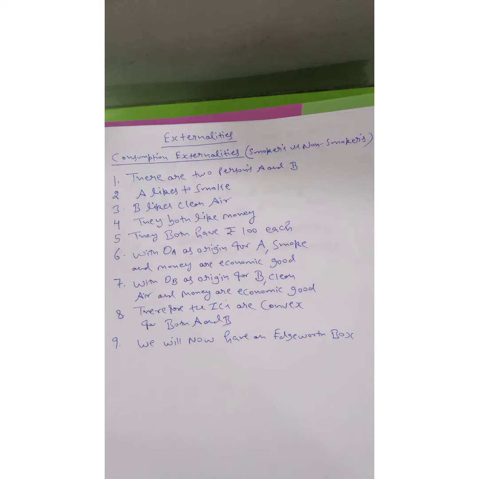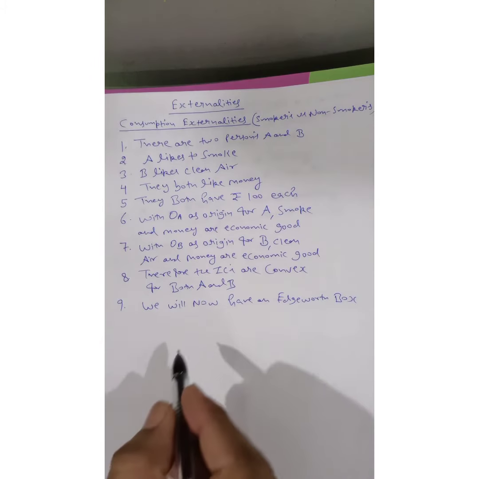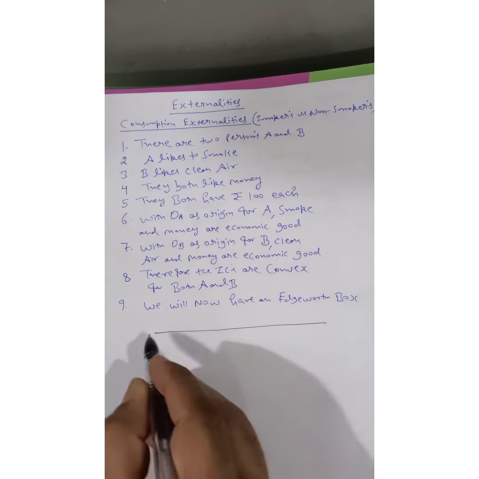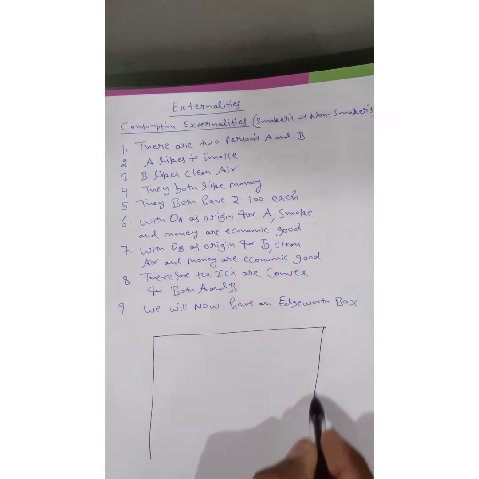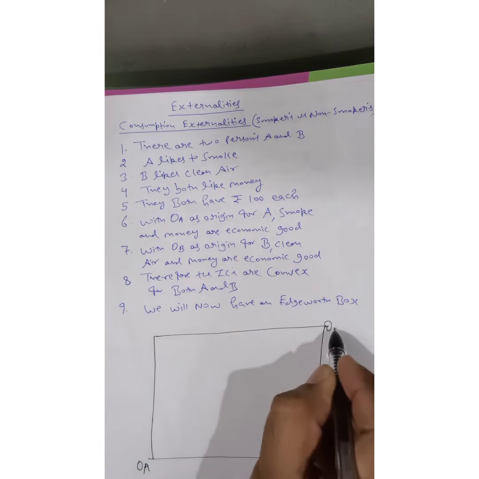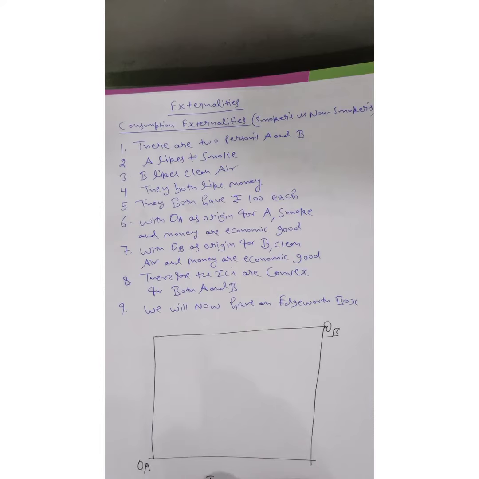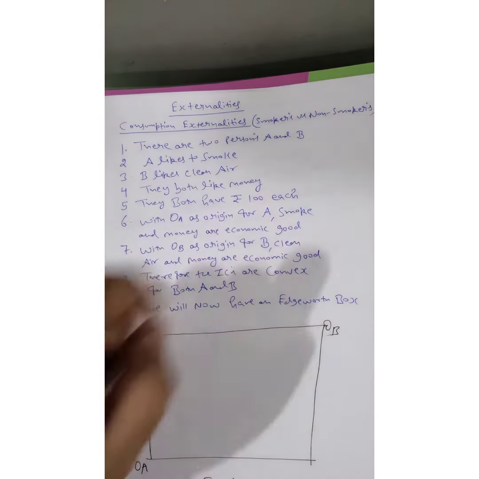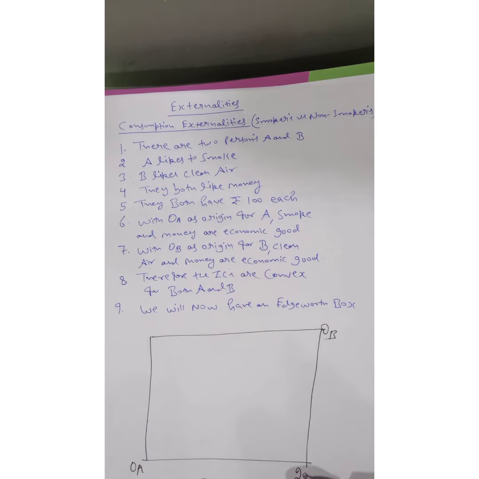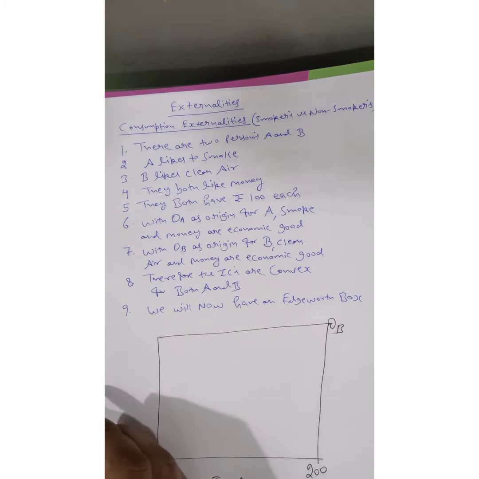So now we will have an Edgeworth box showing this sort of scenario. Guys, we all know that in order to have an Edgeworth box, this is how one can have it. This will be the origin of A and this shall be the origin of B. Now guys, you need to be smart. Suppose here we are taking income. See, they both have 100 bucks each. So the total income is going to be 200. And here I'm taking smoking.